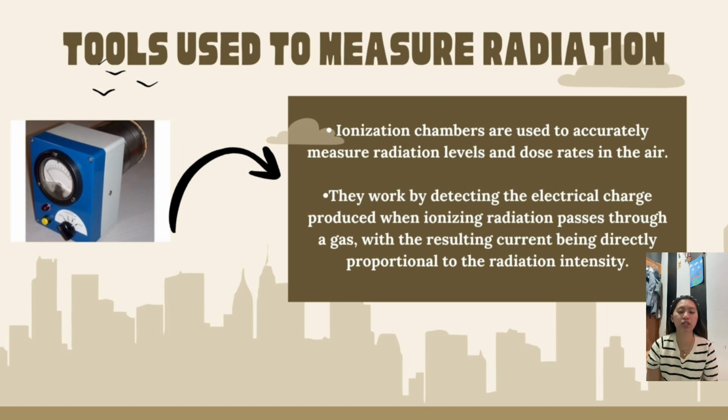Ang ionization chamber is more or less the same sa Geiger counters. Ang example sa ionization chambers kay ang pictures nga naa sa ibabaw. Kini siya ang ginagamit to measure radiation levels in the air. It works by detecting electric charge nga ginaproduce sa ionizing radiation nga muagi sa gas. So, ang current nga makuha kay directly proportional sa radiation intensity. Meaning kung mas dako ang current, mas taas ang radiation level. This is often used in laboratories for accurate measurements of radiation.